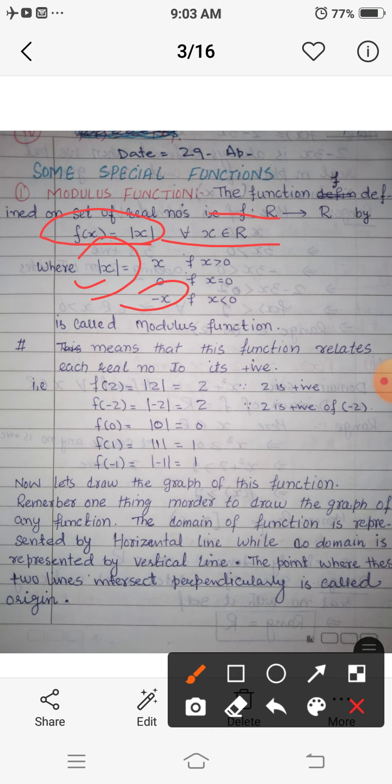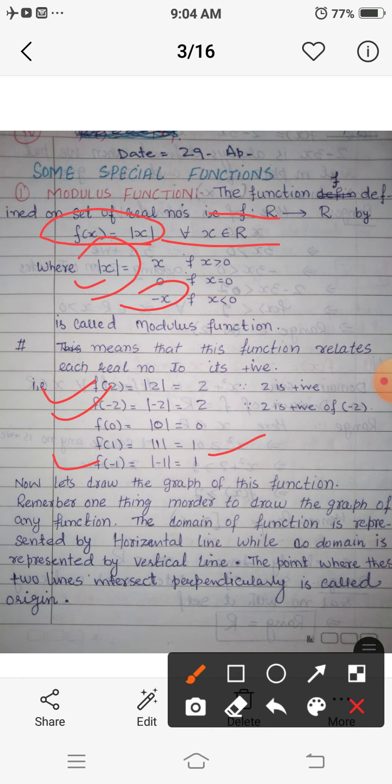Now how to find the image points of the given numbers? Like we have to find f of 2, it is simply mod of 2 equals 2. F of minus 2 is mod of minus 2, that is plus 2, because 2 is positive and minus 2 is negative. Similarly, f of 0 is 0, f of 1 is 1, because mod of x is x if x is positive. And f of minus 1 is mod of minus 1, that is minus of minus 1, that is simply positive 1. In this way you can find the image of any real number through this function.